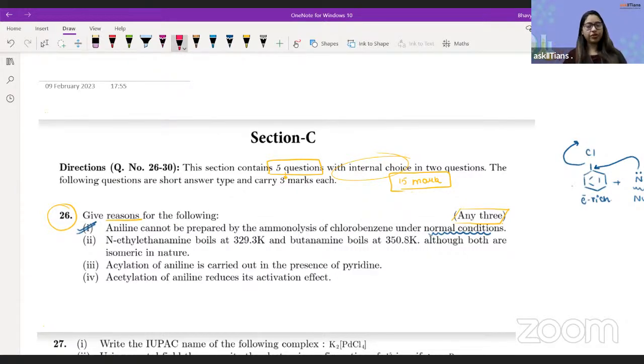Now, I'll move to the second question. It says, N-ethylethanamine boils at this temperature, whereas butanamine boils at this temperature, although they both are isomers. So, whenever we are looking for the answer, we need to understand the structures. So, butanamine means 4 carbons and an NH2 group. And N-ethylethanamine means 2 carbons with an N, ethyl group and an H.